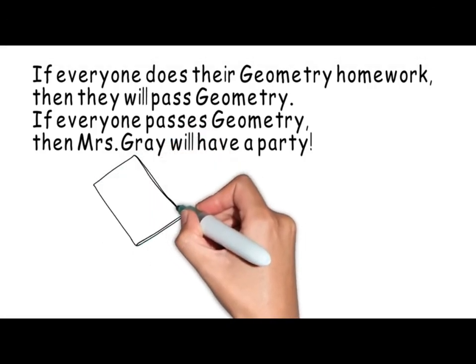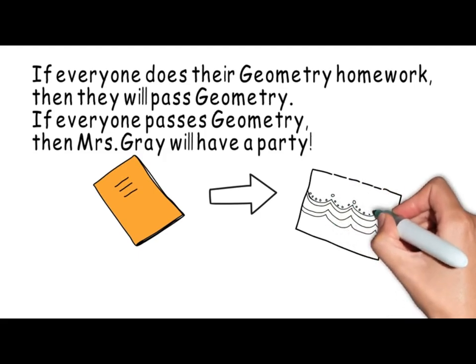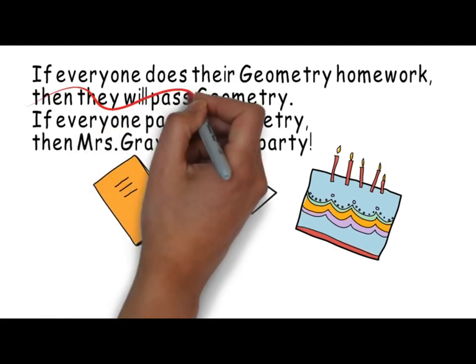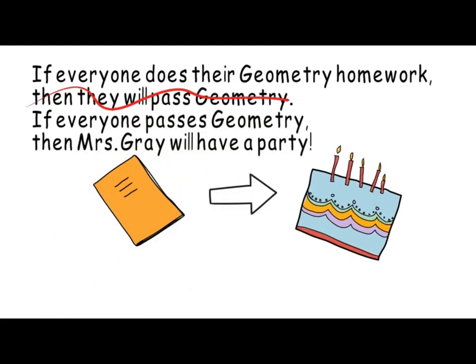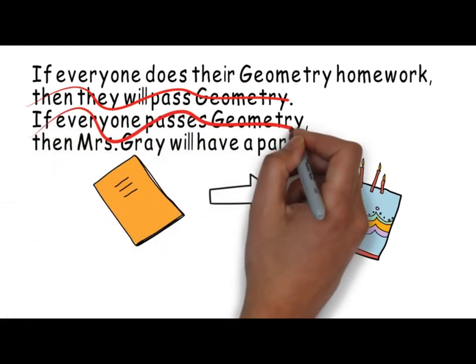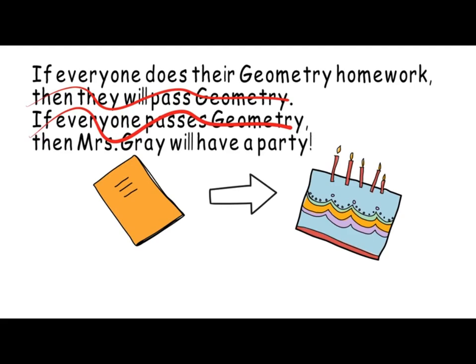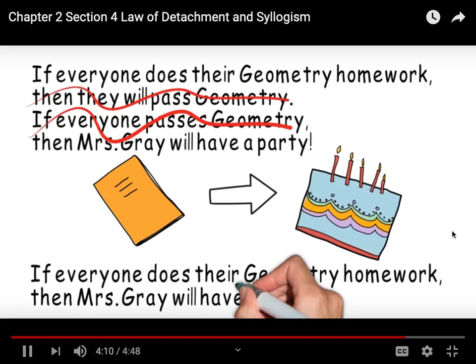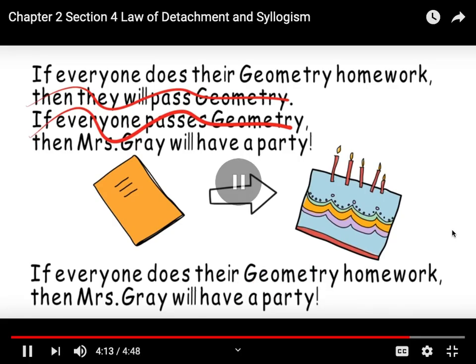Well, we can conclude then that if everyone does their geometry homework, then, voila, Mrs. Gray is going to have a party with lots and lots of cake. Let's look again at our original statements. There is a match. We have a hypothesis that then we will pass geometry, and another match if everyone passes geometry. We basically just crossed those out and combined our hypothesis that we started with and our conclusion that we ended with. We just crossed out the matches and combined what's left over.